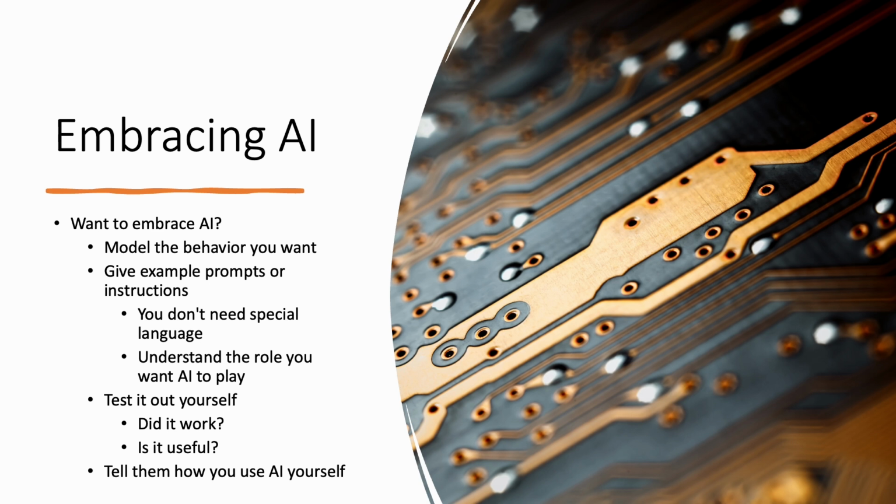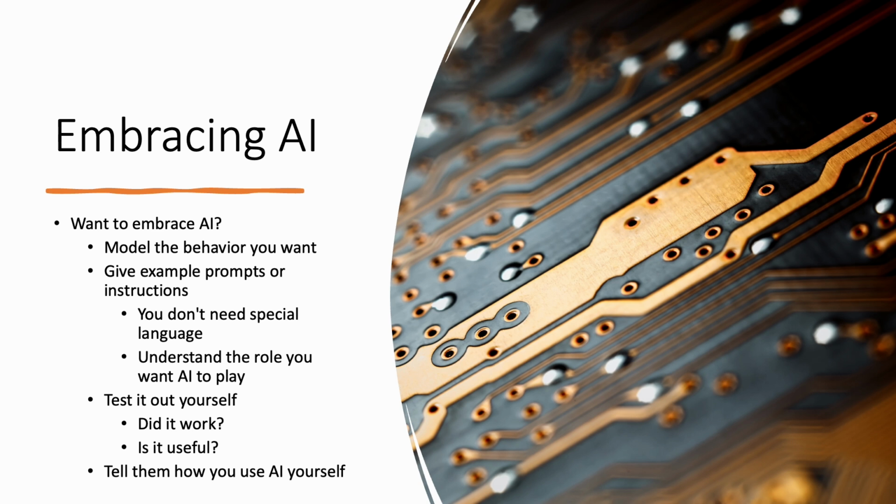So if you are someone who wants to embrace AI in the classroom, I think it's important for you to model the behavior you want from your students in terms of relating to AI. You can do this in part by giving example prompts or instructions, right? I don't think you need any special language for this. You don't have to worry about prompt engineering things until they're perfect. I think what's important here is to clearly understand the role that you want AI to play. And that in itself, that understanding will drive any language or any instructions that you want your students to follow in terms of getting the AI to play that role.